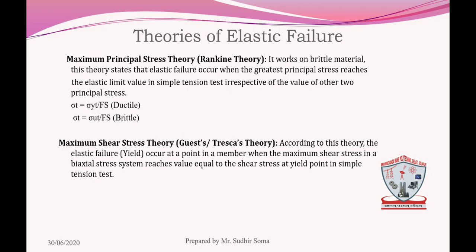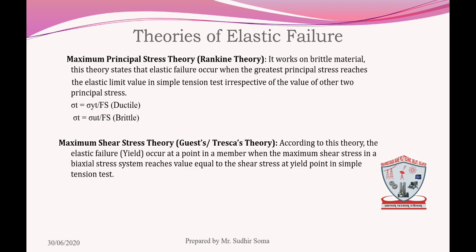So the factor of safety is taken into consideration: sigma T is equal to sigma yt upon FS for ductile materials, and for brittle materials it is given as the ultimate stress divided by the factor of safety. While designing any machine component, it is taken into consideration for brittle material. For example, spindle of screw jack, machine bed, C-frame, overhang crank.